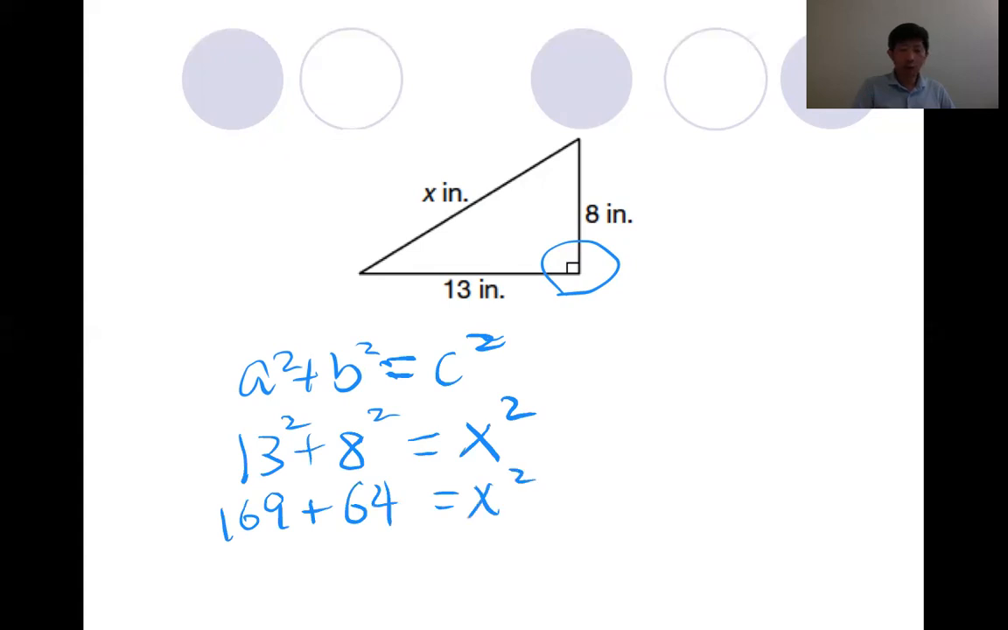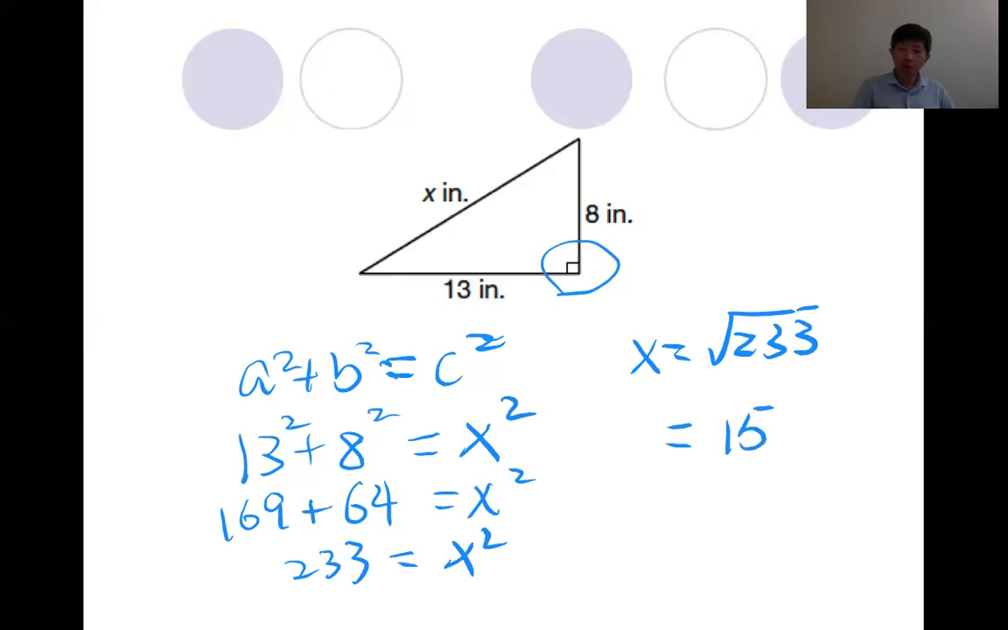Now we end up with 233 equals x squared. Take the square root of both sides. x is equal to the square root of 233. The square root of 233, if we change it into a decimal, is approximately 15.26. So that would be the answer, 15.26 inches.